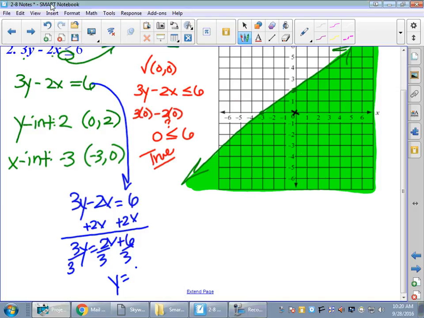If we divide both sides by 3, you get y equals 2/3 x plus 2. So if you wanted to, you could put the equation in slope-intercept form. Your slope would be 2/3.